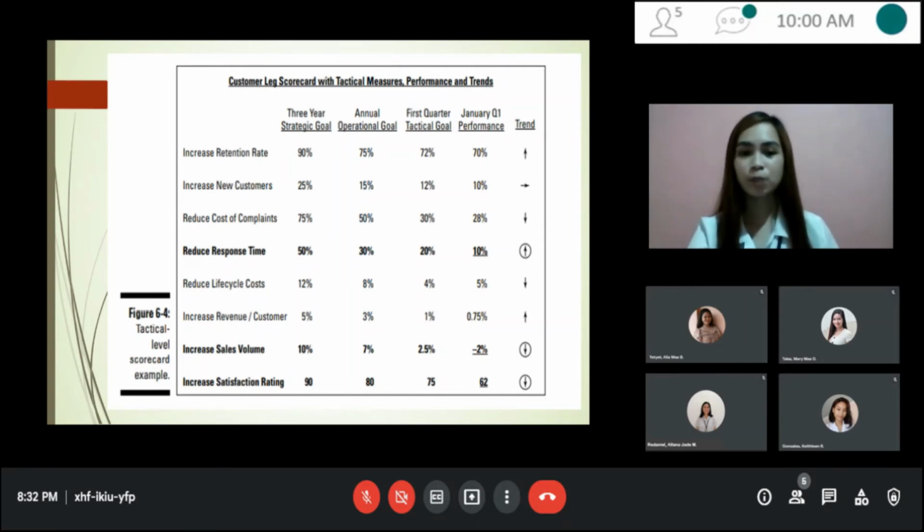So try to look at this picture. The tactical goals in the customer perspectives are in the third column and the actual performance is in the fourth column. And these data are the basis for the trend.